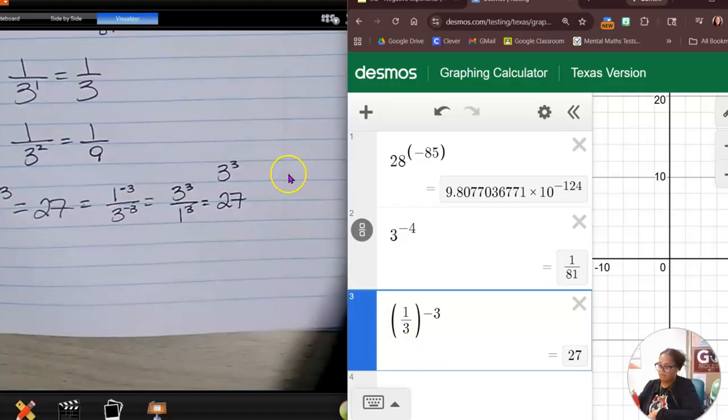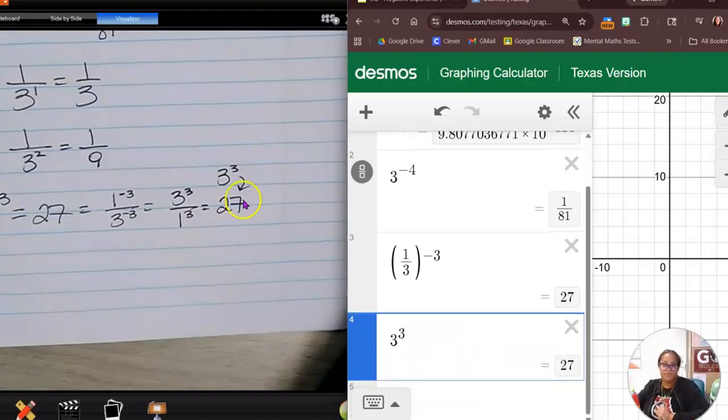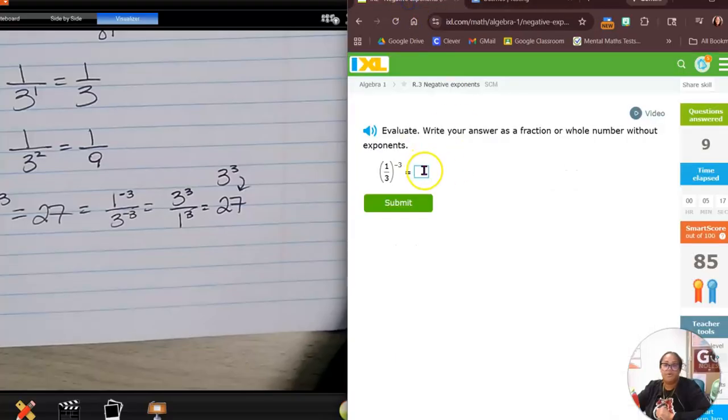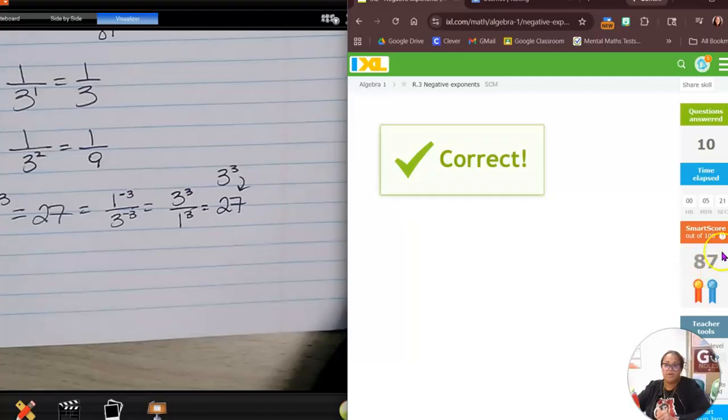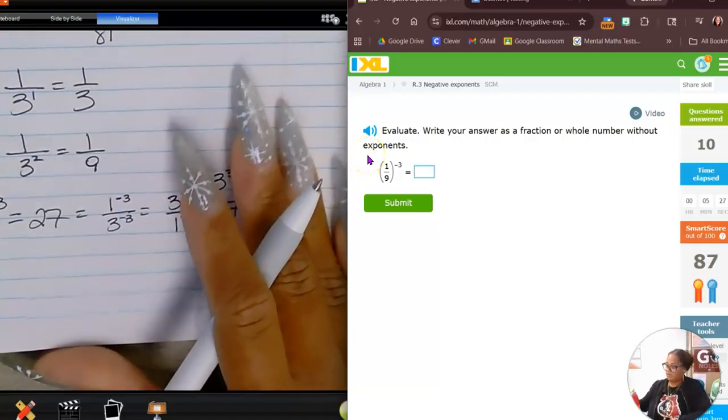Let's see if I was right. 3 to the third power. I was. So that makes sense. Okay, this is 27. Again, this is if you care to go beyond that 80%, which I encourage you to do. Okay, so this is 1/9.